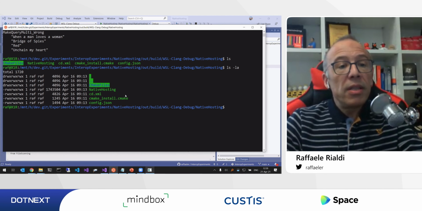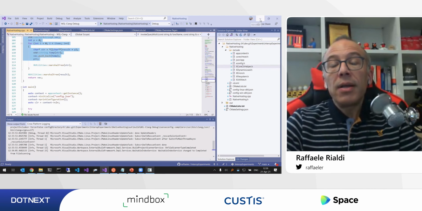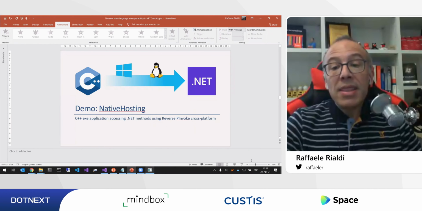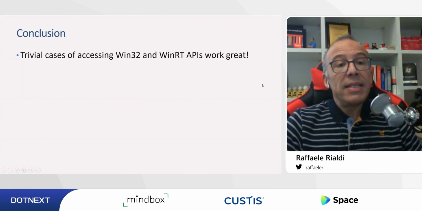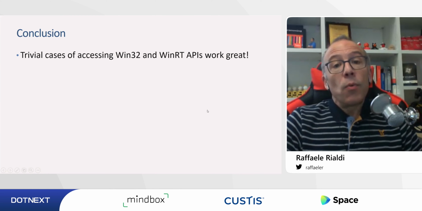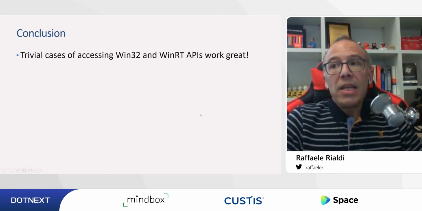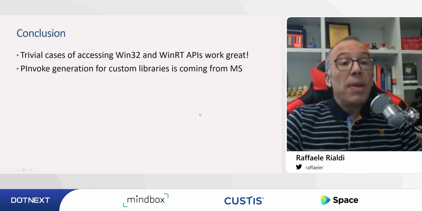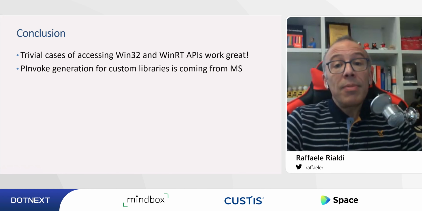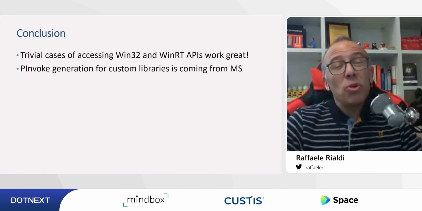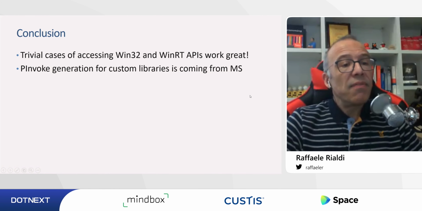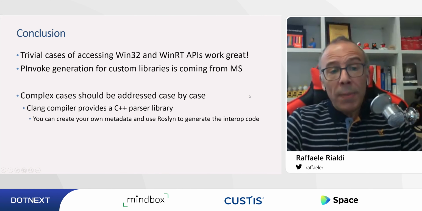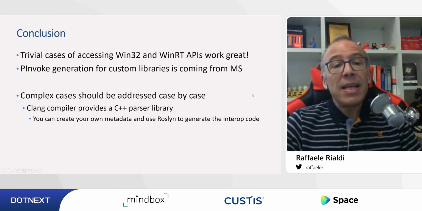And it's amazing. I just loaded the CLR. I just invoked the managed function, and that's it. So trivial cases work great. It's really super simple. The PInvoke generation for custom libraries is coming, so you don't have to bother to call your own components, and that's very good. The complex cases should be addressed case by case.